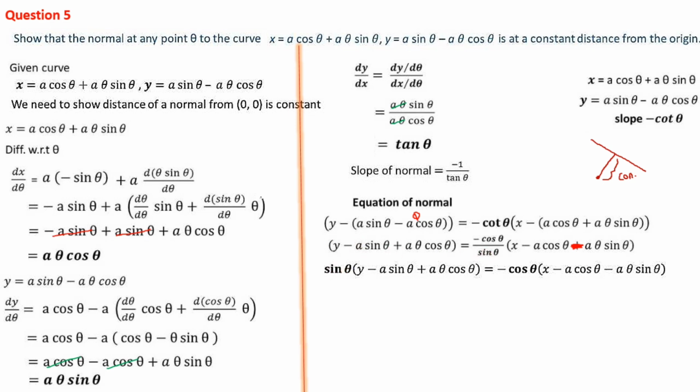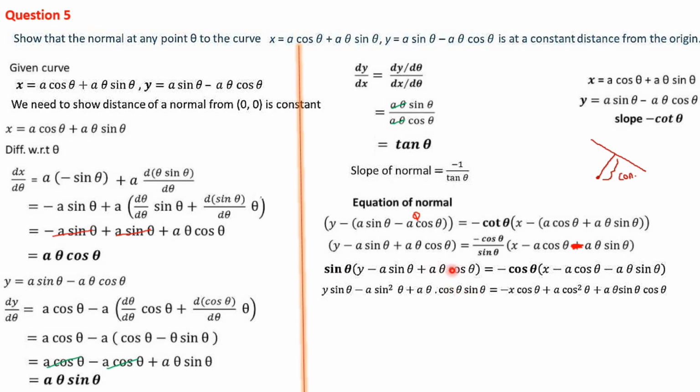Sin theta into y minus a sin theta plus a theta cos theta is equal to minus cos theta into x minus a cos theta minus a theta sin theta. Then here, y sin theta, removing the bracket: y into sin theta is y sin theta. Then here a minus is there, minus is kept here. Then a is a constant. Then sin theta into sin theta is sin square theta. Then again sin theta into cos theta is written.